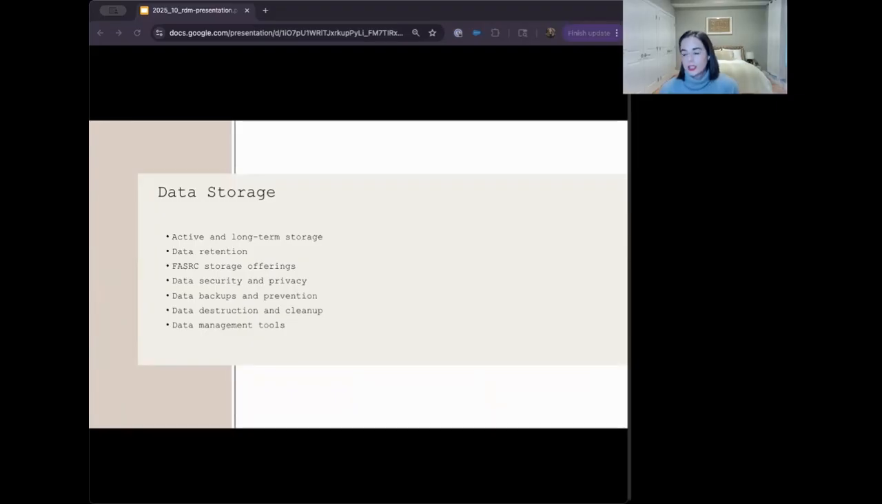Okay, moving on. In this section, we'll talk about data storage workflows, how to migrate data from active to long-term storage, what some of the rules are related to data retention and archiving, what storage options we have here at FASRC with some exciting updates, and then how to keep your data secure and backed up. I'll also talk about a few data storage tools that we developed at FASRC that can help you better manage your storage usage.